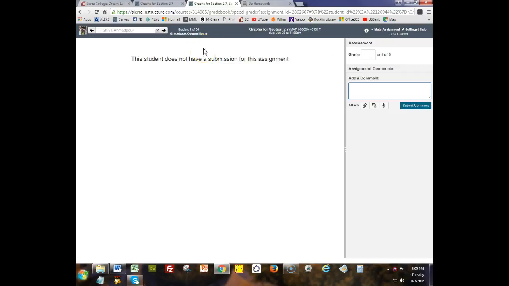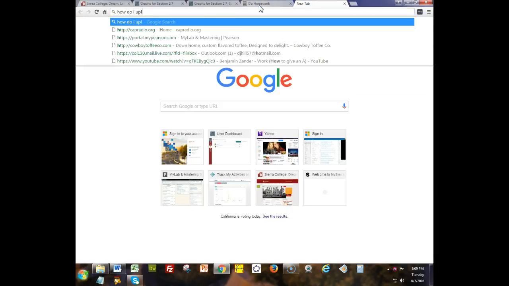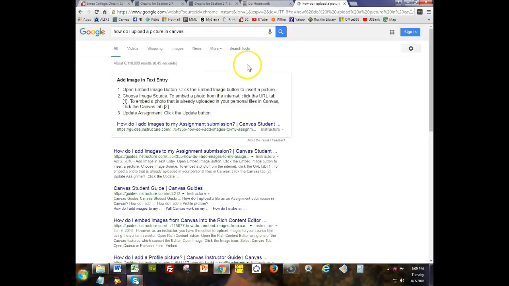If you're having any trouble at all getting the assignment loaded, let me know. Most students find it's pretty straightforward, and Canvas has really good help features. So here's the help button in Canvas, and you can look things up. You can also just go to Google and say, ask Google, how do I upload a picture in Canvas? And you'll be amazed that, wow, here it is right here. So that's a great way to figure out how to do things.